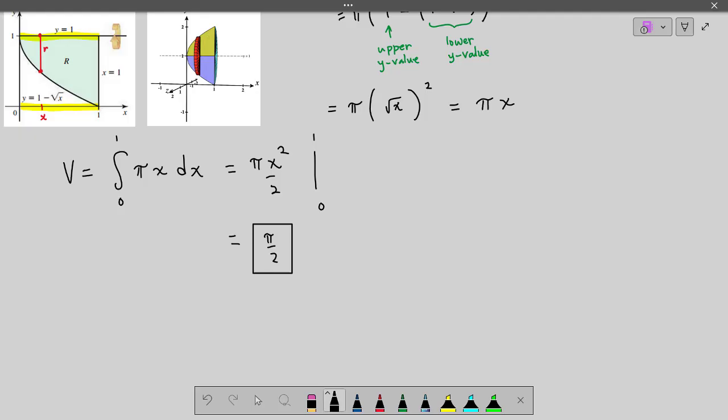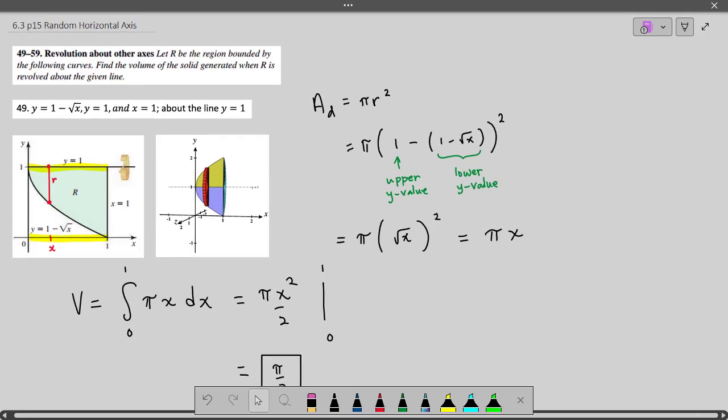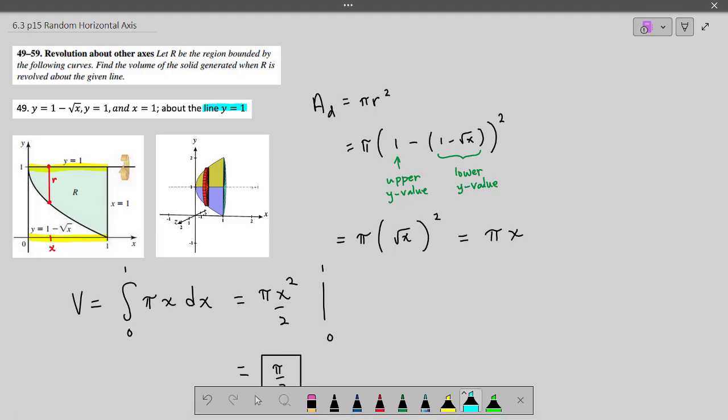How do we know if we're going around the x-axis or the y-axis? Well, they have to tell us. So they tell us here that we're going to rotate around the line y equals 1. So that has to be given. Yeah, we need to know that. Must be given. Any other questions on that?